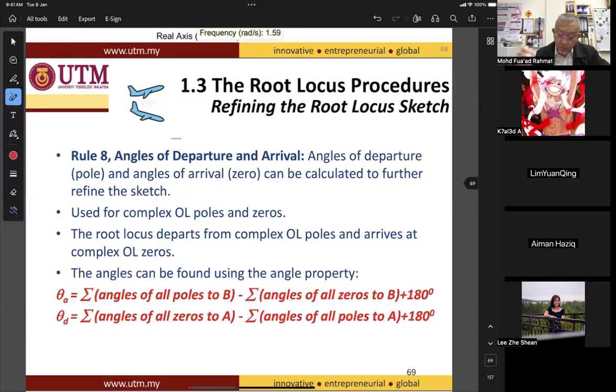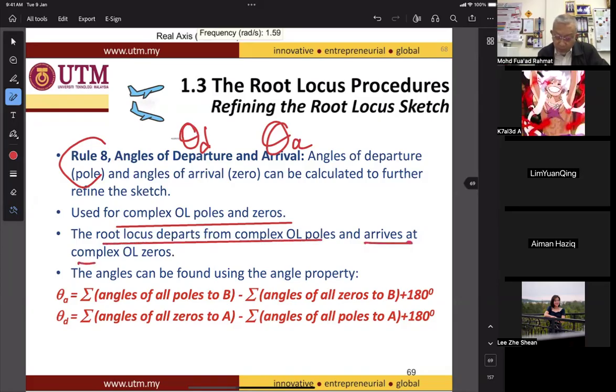Right. So rule number 8 is the departure angle and arrival angle. So angle of departure is theta D. Angle of arrival is theta A. This angle can be calculated, okay, to further refine and enhance our sketch. So it uses complex open loop poles and open loop zeros. The root locus departs from the complex open loop poles and arrives at complex open loop zeros.